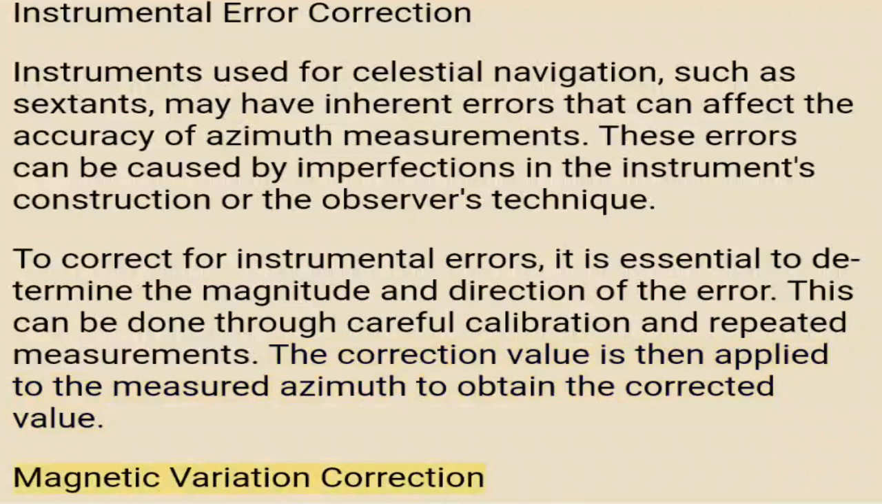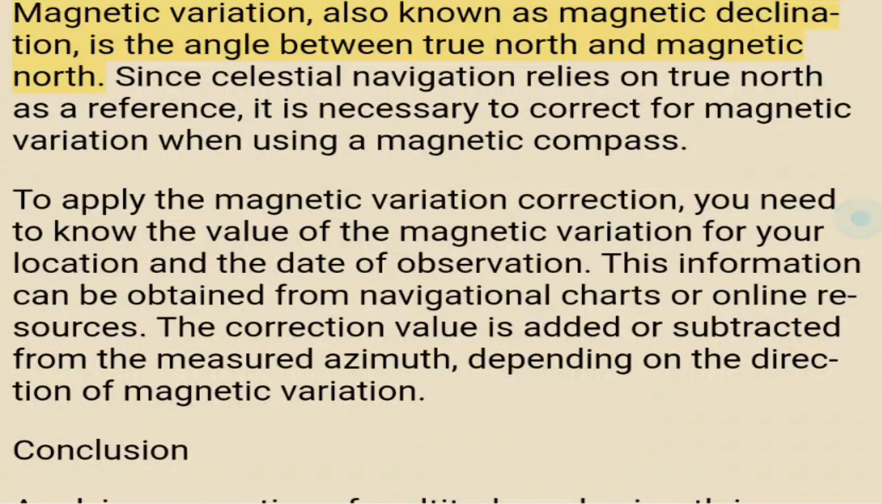Magnetic variation correction. Magnetic variation, also known as magnetic declination, is the angle between true north and magnetic north. Since celestial navigation relies on true north as a reference, it is necessary to correct for magnetic variation when using a magnetic compass. To apply the magnetic variation correction, you need to know the value of the magnetic variation for your location and the date of observation. This information can be obtained from navigational charts or online resources. The correction value is added or subtracted from the measured azimuth, depending on the direction of magnetic variation.